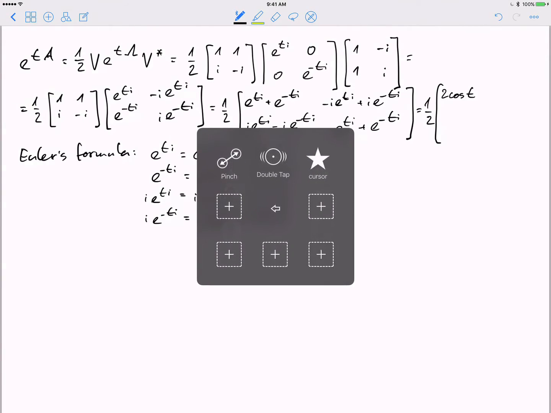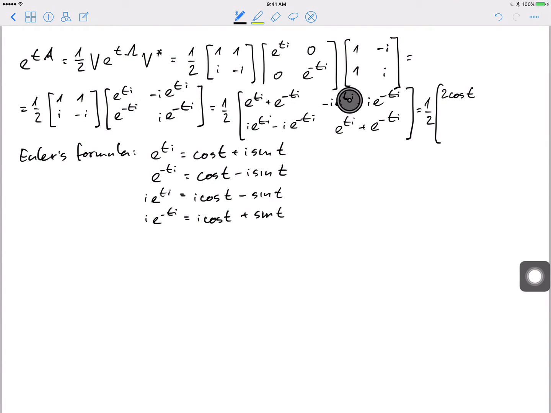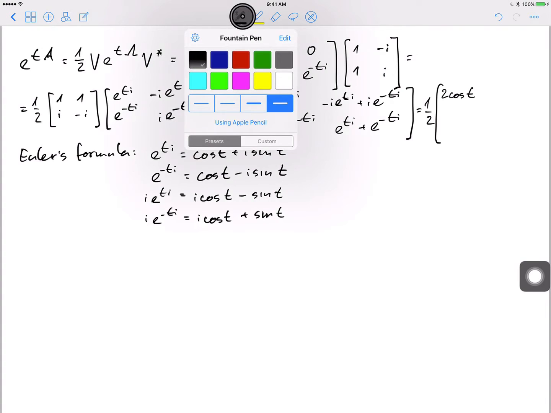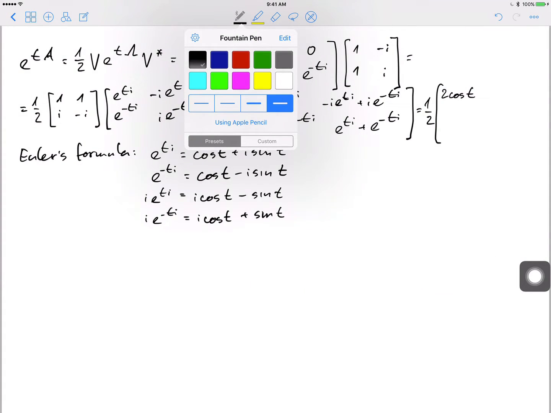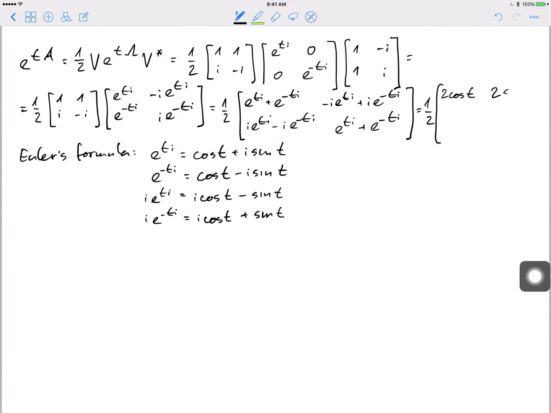Perfect. Now, what if I work out this thing? So this is this minus e^{-ti}, so I will be subtracting this guy from that guy. So I'm taking this minus this, okay? So what does that look like to you? Two sines, right? I agree. Two sines of t. Okay.